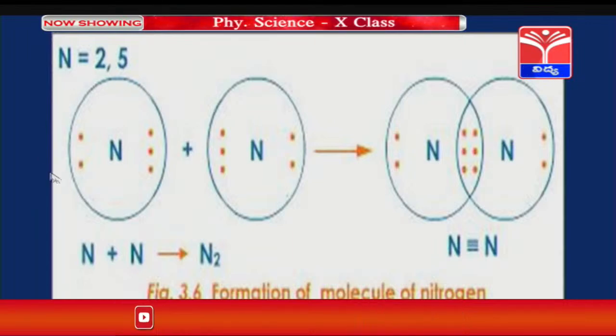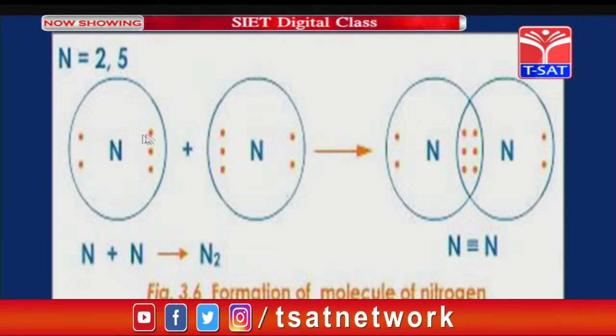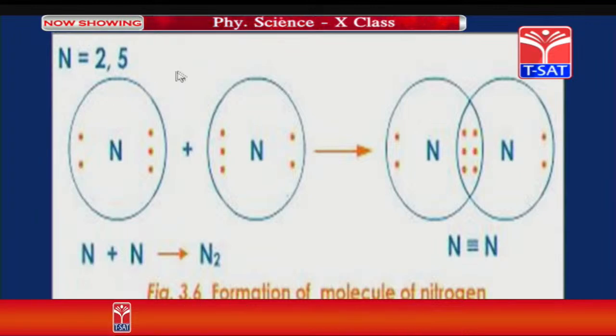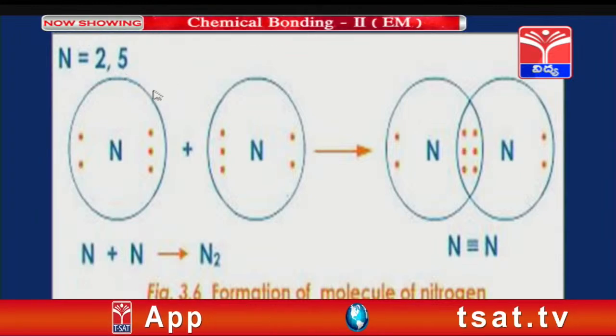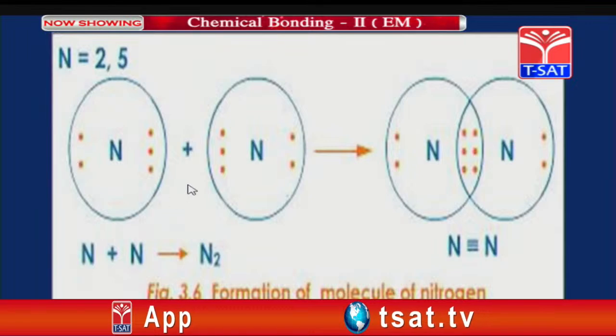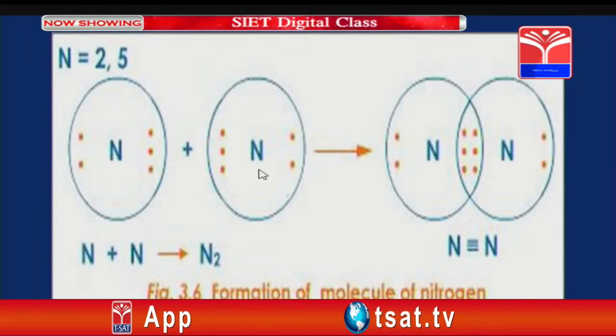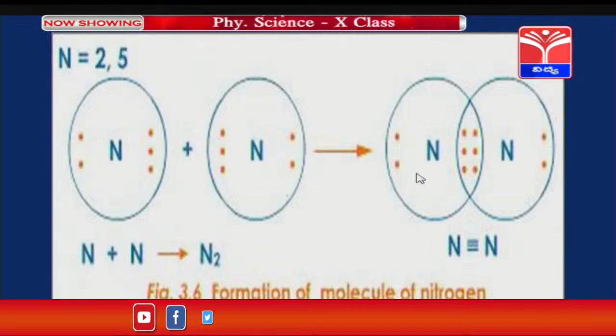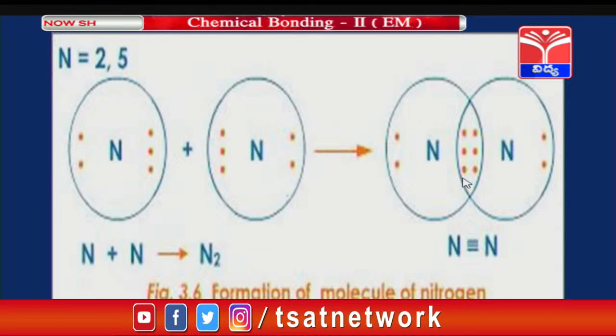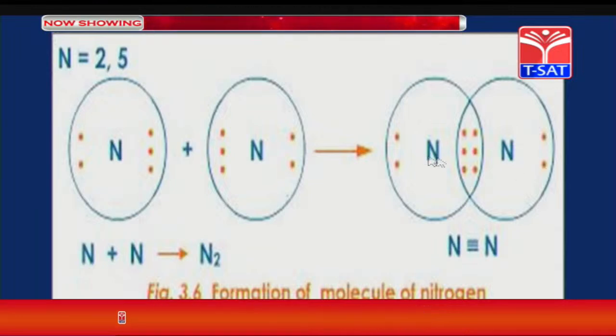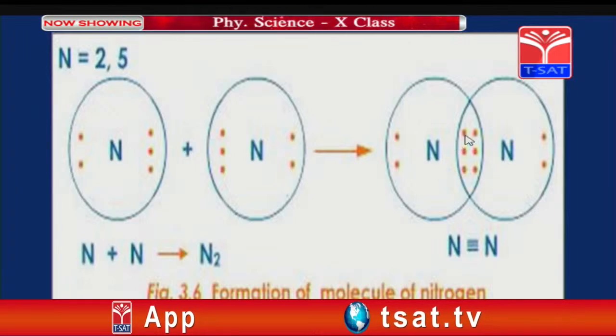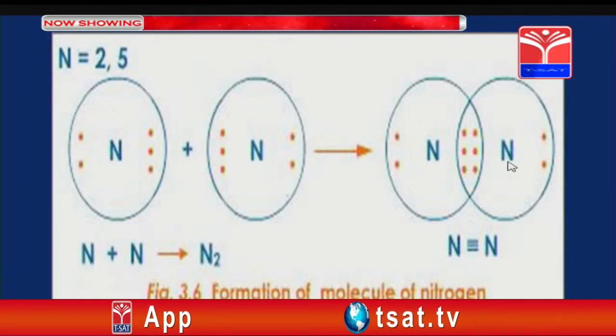How many more electrons does it require to attain octet configuration, children? It requires 3 more electrons. As it has only 5, it cannot lose all the 5. So it requires 3 more electrons to attain octet configuration. So both the nitrogen atoms come closer. When they combine with each other, each nitrogen atom is contributing 3 electrons, and thus they are sharing 3 pairs of electrons. If you look at this picture, this is the first pair of electrons shared between 2 nitrogen atoms.